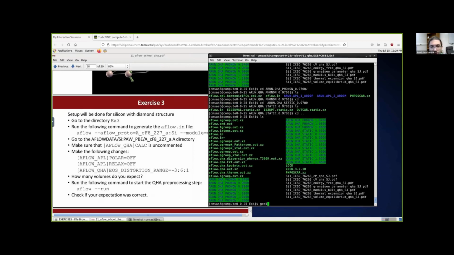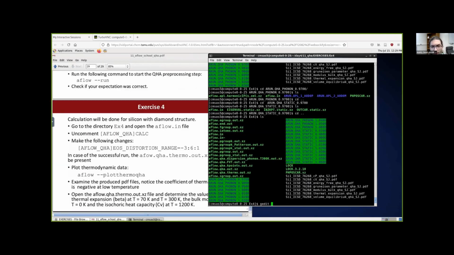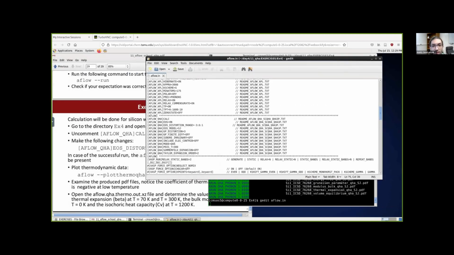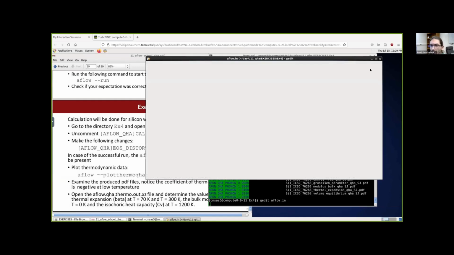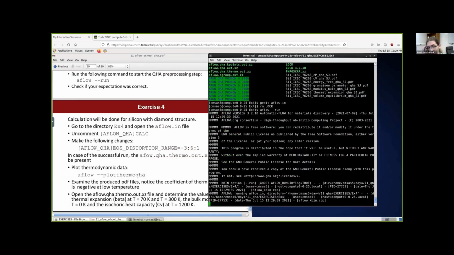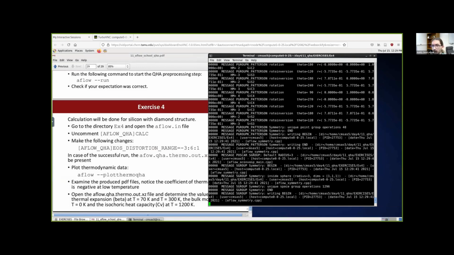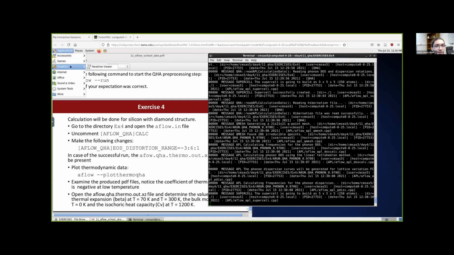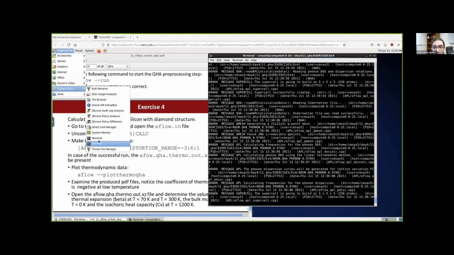Then the idea was to do a really small modification of the AFLOW.in file. You should make sure that QHA is uncommented, and you had to change a range from -12 to 3, -16 to 6, and from 3 to 1. And with that, you're safe to run. It will take some time. Okay, I actually did this exercise before, so I can just show you results. We didn't really need to wait.